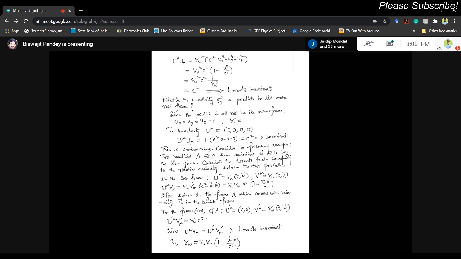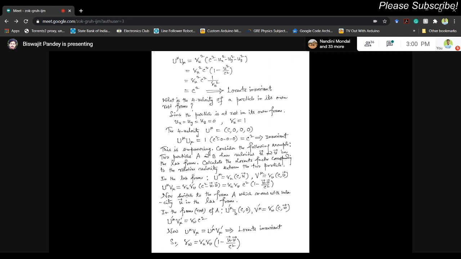So we are switching our frame from the lab frame to the frame of the particle A. And in the frame of particle A, the particle A is not moving, it is at rest. So in that frame, I have just told you a couple of minutes ago how to write the four-velocity of a particle in its own rest frame. So u mu prime is simply gamma is 1 in that frame, c, 0. That's the four-velocity of the particle A in its own rest frame, right?